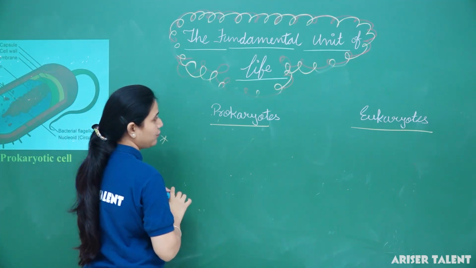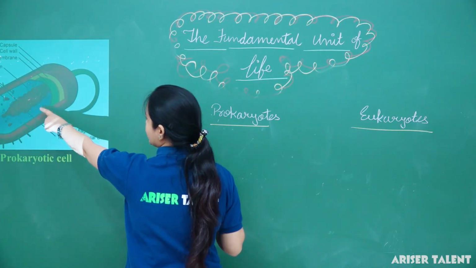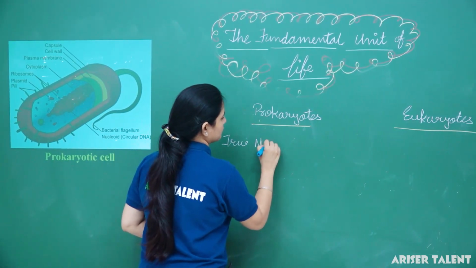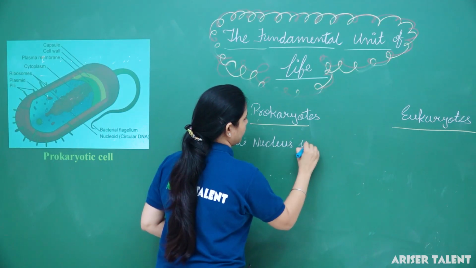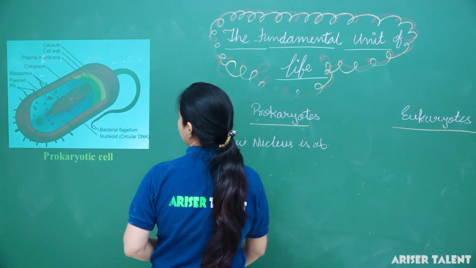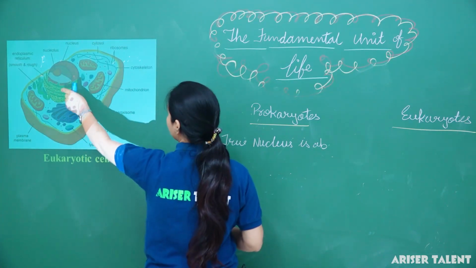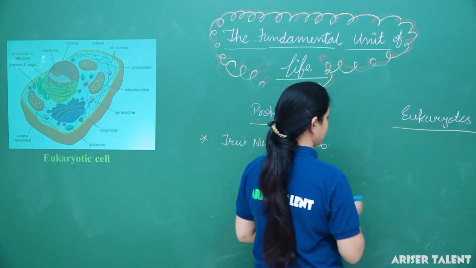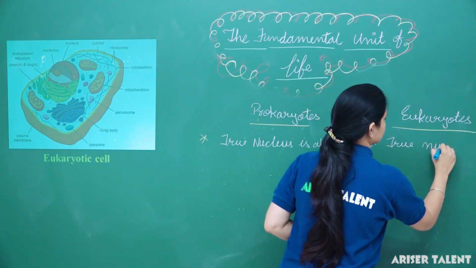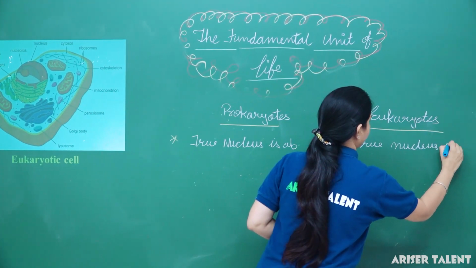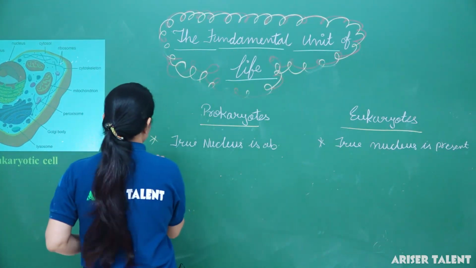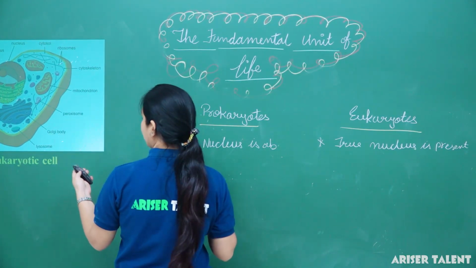Nucleus. So here in prokaryotes we can see a true nucleus is absent. Okay, but in the eukaryotic cells we can see here a true nucleus is present. Next, we can talk about the respiration.